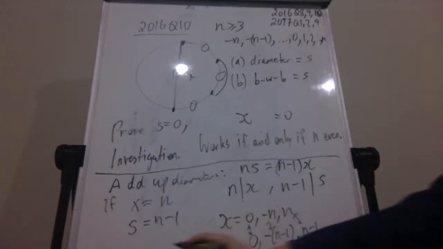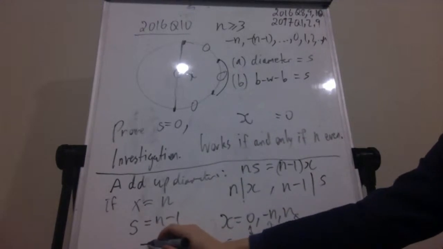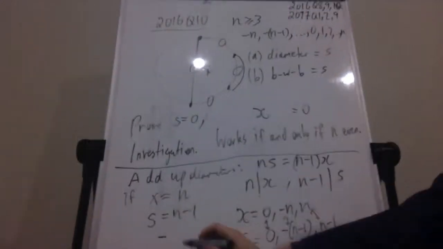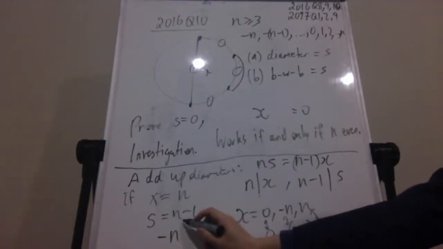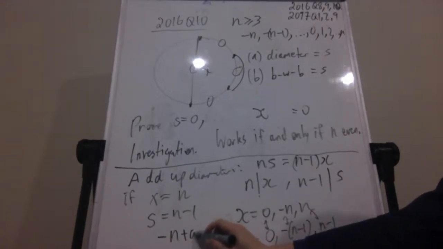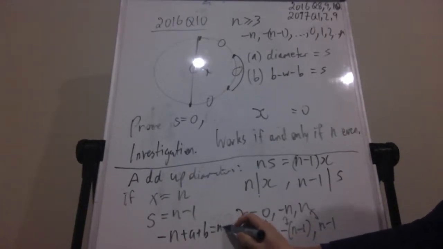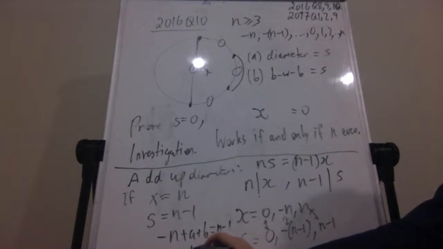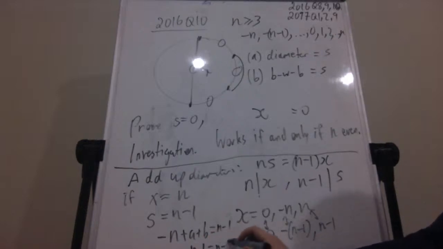So if you have minus n, and n in the middle, then you have to add up n and n minus 1. For minus n to add up to n minus 1, maybe you need a equals n and b equals n minus 1, or the other way around. But n is already used up, and n's already in the middle.